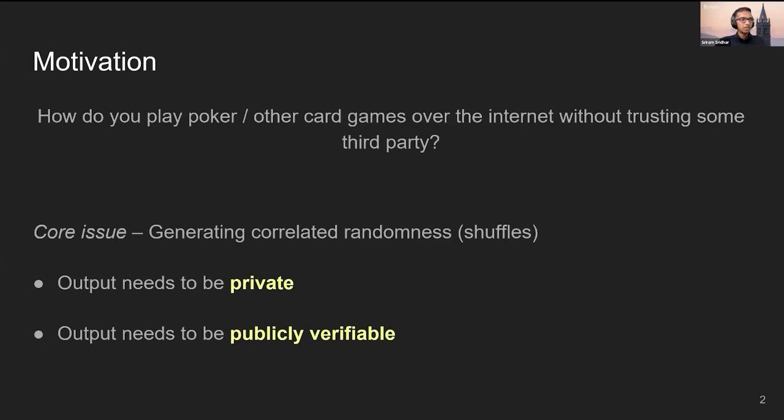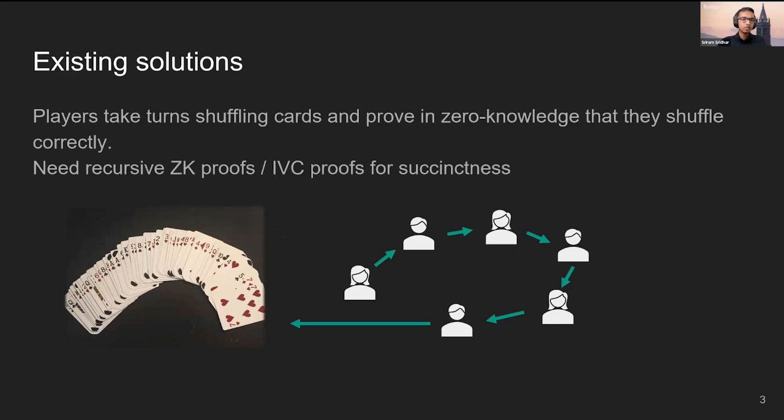And this isn't covered exactly by, say, VRFs or verifiable random functions, because you also have to generate some correlation between the successive calls of your random function. So let's look at some existing solutions.